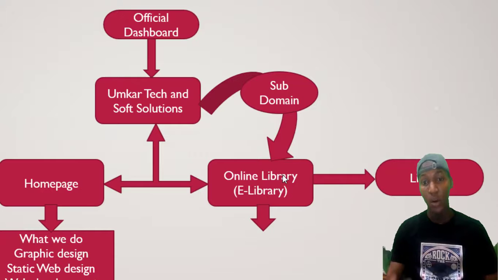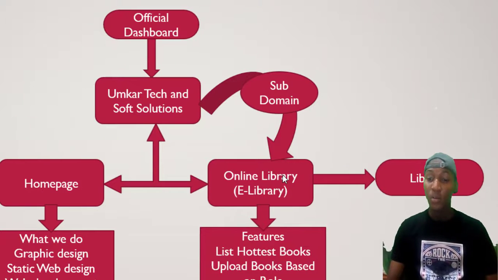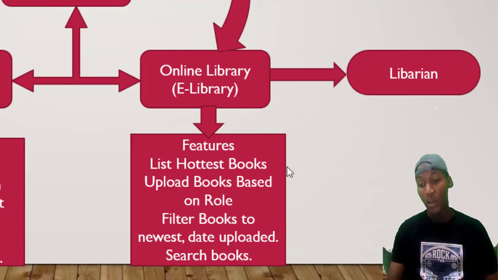e-library.umkartext.com. You understand? That's all I want to point out. So now let me talk about the features for the online library. I don't have a lot to say about this homepage, but maybe I might explain later on. But let me explain the features for the online library.